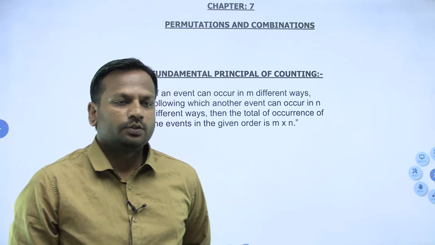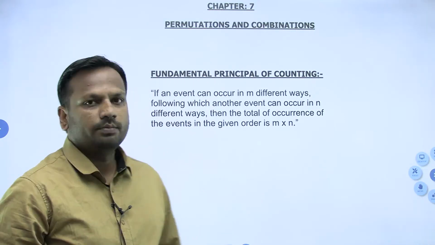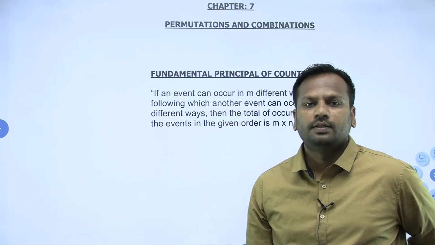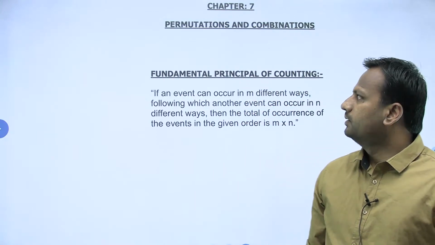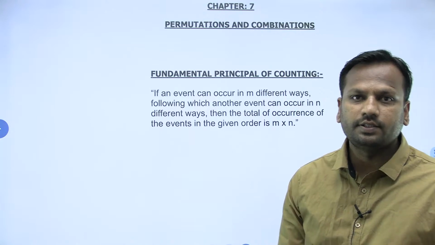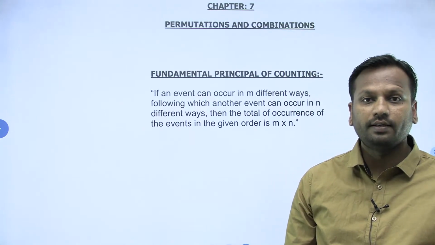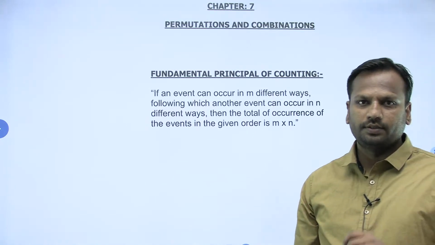So now I'm here to take one of the concepts of your syllabus, that is chapter 7, permutations and combinations, students, right? As you know, I'm revising this. This concept you have already done in the online class. So now permutation and combinations, right?